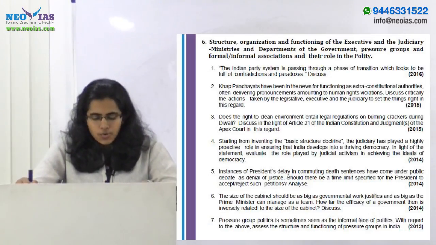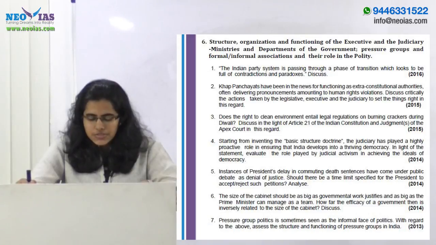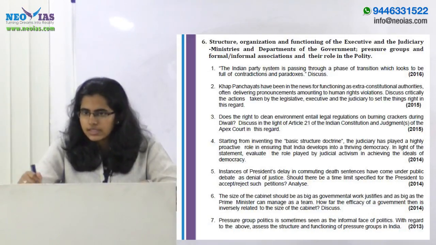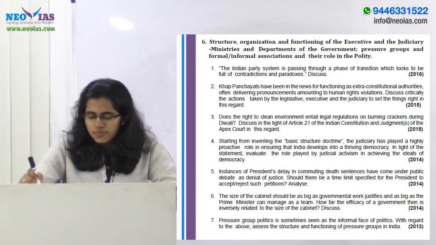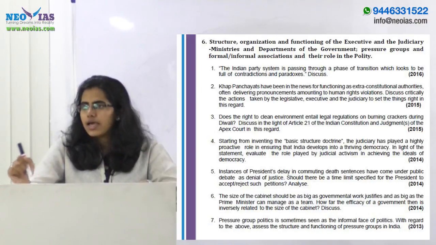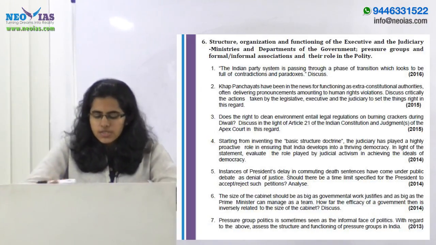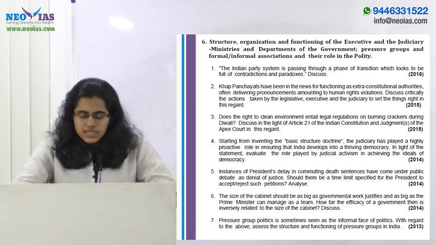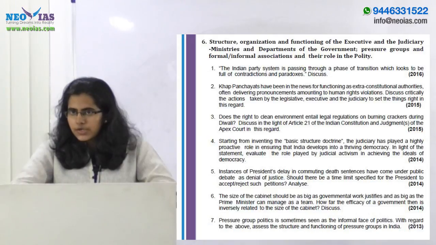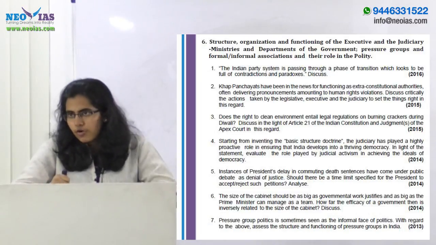Now next is the fifth question, that is, instances of the President's delay in commuting death sentences have come under public debate as a denial of justice. So this was in news. Should there be a time limit specified for the President to accept or reject such petitions? Analyze. Now this can be linked to the functioning of the executive. So this fifth question is in regard to the functioning of the executive and its delay in commuting the death sentence. So this was in news and that is why it was asked in 2014.